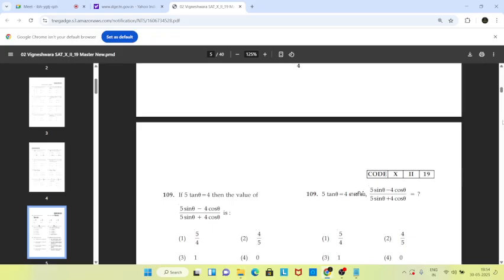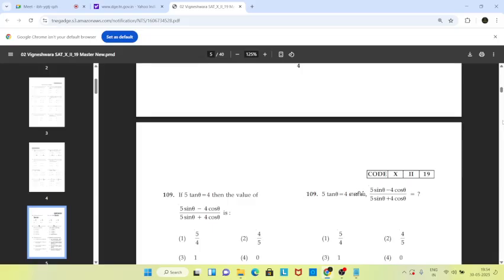Divide all the terms by cos theta. 5 sin theta divided by cos theta is what? Sin theta by cos theta is tan theta, so in the numerator you have 5 tan theta. What is the value they have given? 4. So that value is 4.